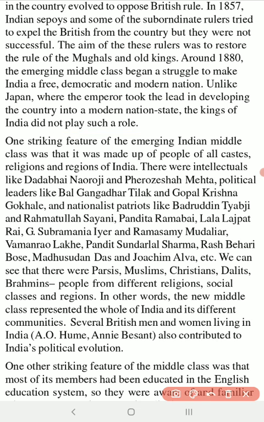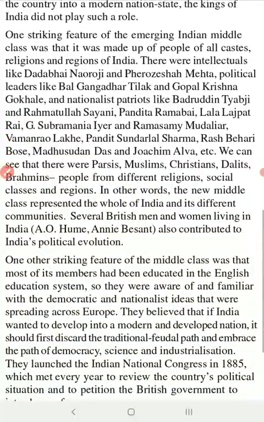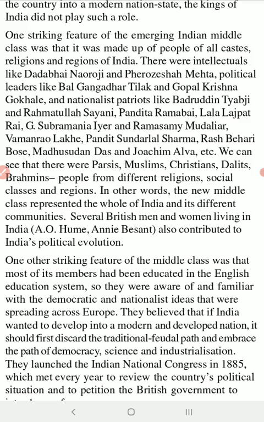But one striking feature of the emerging Indian middle class was that it was made up of people of all castes and religions of India. They were all intellectuals. So it all begins from the middle class, who were intellectuals from different castes and different religions. There were intellectuals like Dadabhai Naoroji, Feroz Mehta, and political leaders like Bal Gangadhar Tilak, Gopal Krishna Gokhale, and nationalist patriots. There were many people from different religions, Muslims, Christians, Parsis, Dalits, Brahmins, people of all these religions who came together to revolt against the British regime. In other words, the new middle classes represented the whole of India and its different communities.